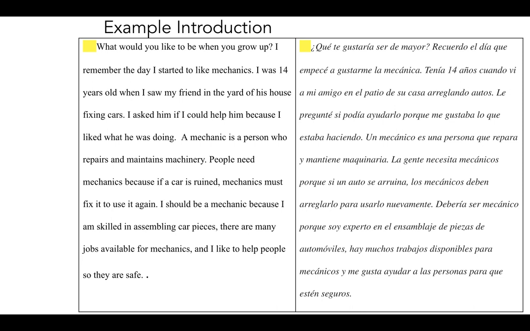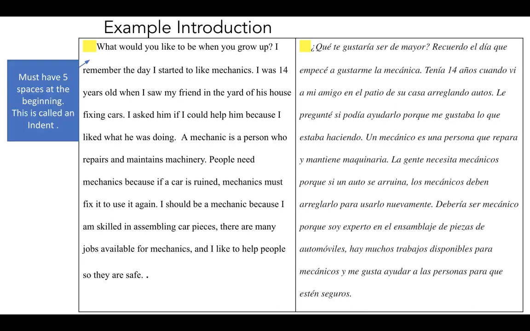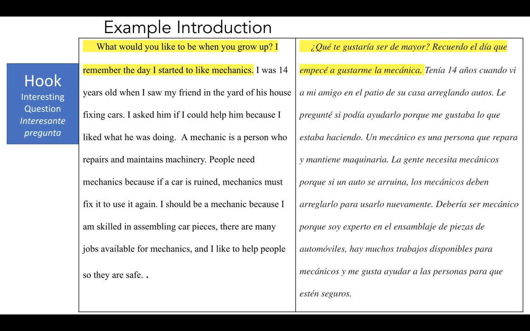Here's an example introduction. Remember, every paragraph in your essay must begin with 5 spaces. This is called an indent. Every paragraph must begin with an indent, 5 spaces. Okay, in our introduction, we start with our hook. An example hook: What would you like to be when you grow up? I remember the day I started to like mechanics. This essay is about mechanics. It gets the reader interested in the topic by asking a question.